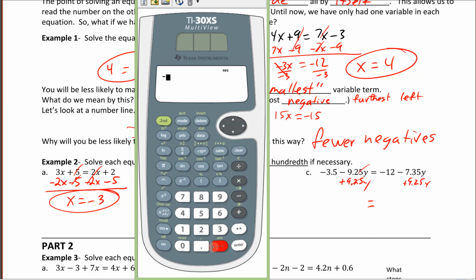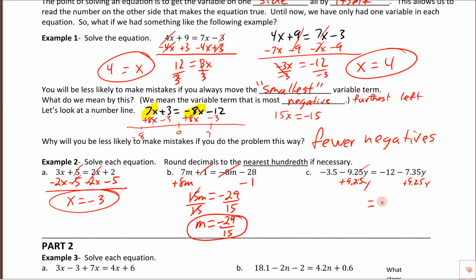So we've got negative 7.35. And then we're going to add 9.25, and we're going to hit enter. We're going to see what we get. So we get 1.9 over here. So on this side, and notice that it's positive, we get 1.9y.